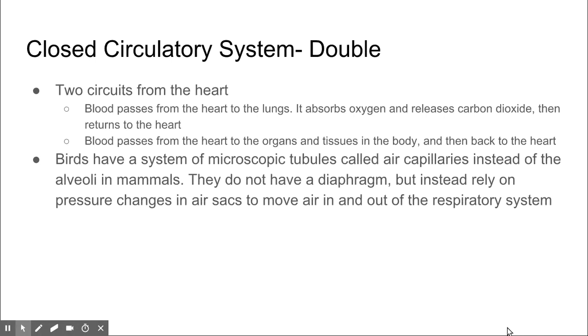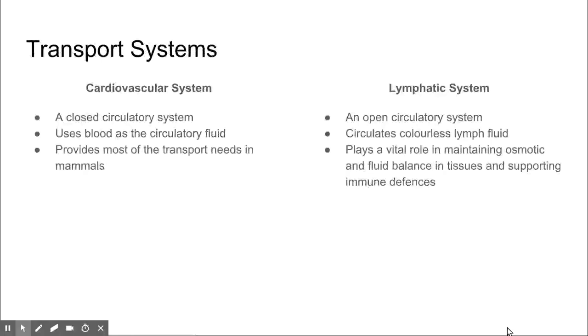Unlike the alveoli we have in mammals, birds have microscopic tubules called air capillaries. They don't have a diaphragm but rely on pressure changes in their air sacs to move gas into and out of their respiratory system before it goes through the double circuit.